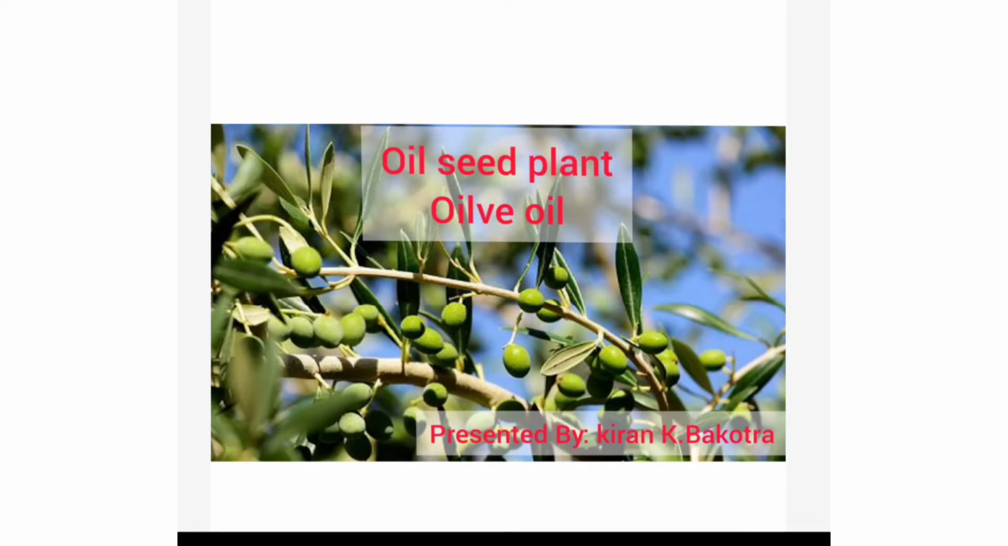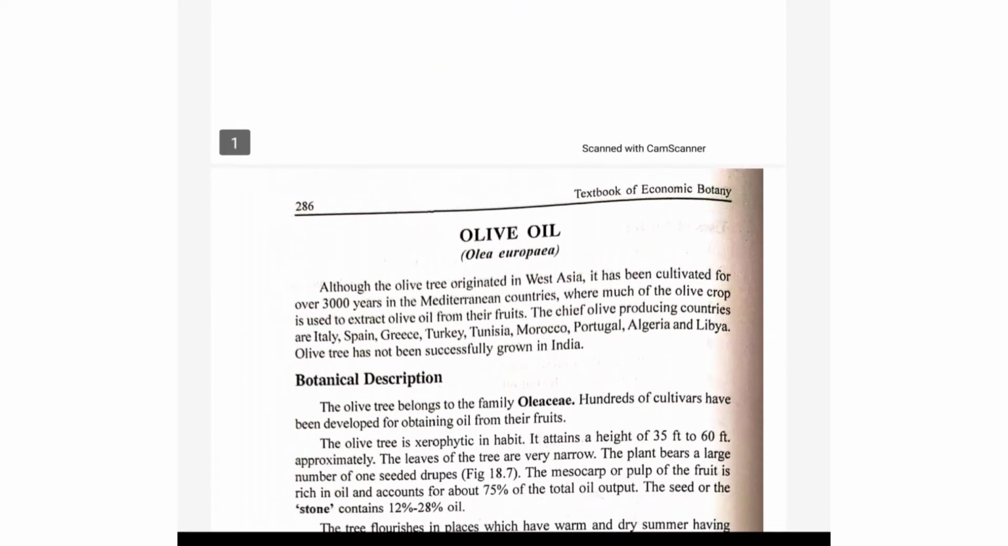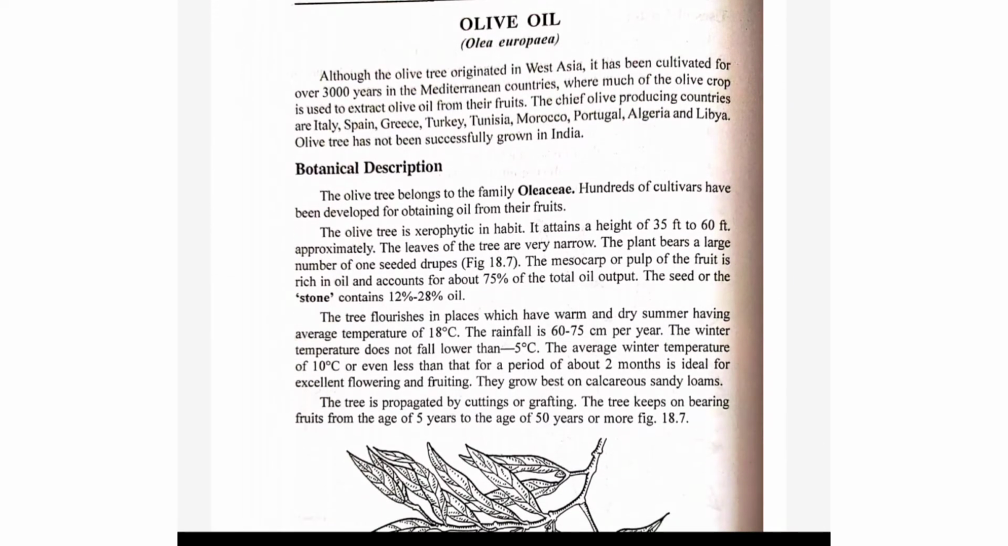In our previous lecture, we discussed the oilseed plant sunflower. In today's lecture, we discuss another oilseed plant, the olive. The scientific name of olive is Olea europaea, and the plant is generally not grown in India, but is grown outside of India.